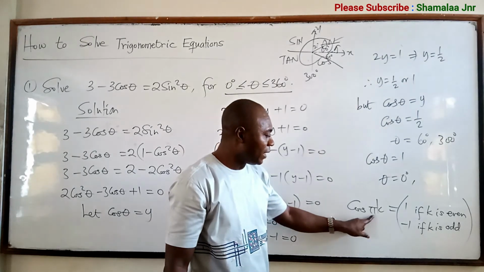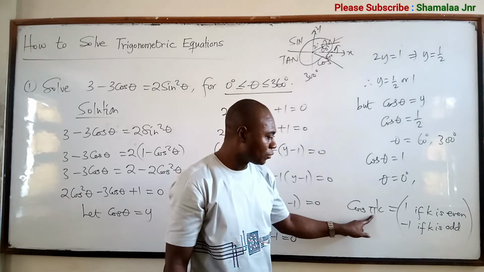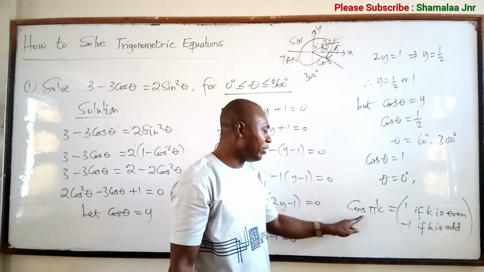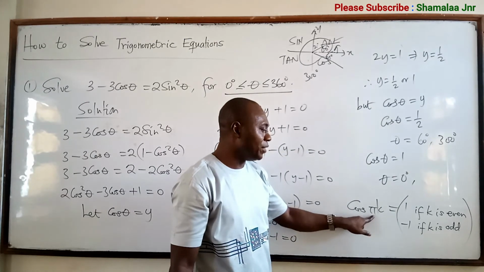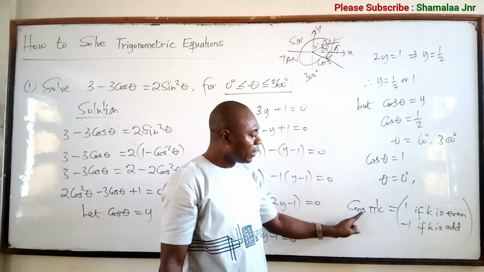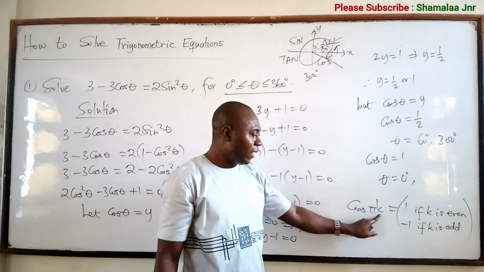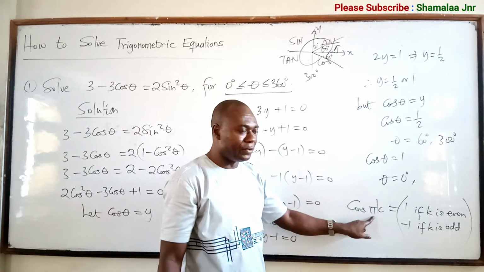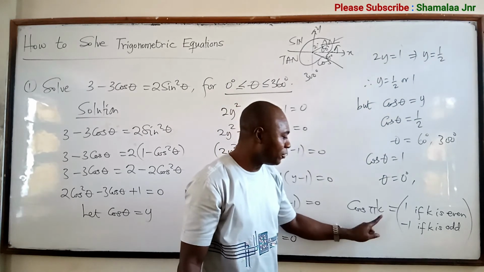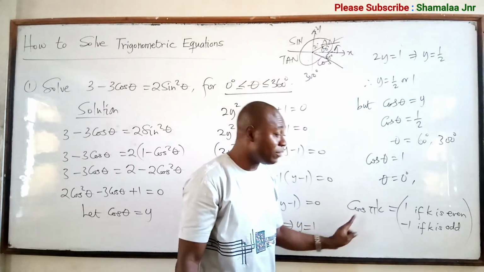So if k is odd, you see that if k is 1, say 1, then I really have cos 180 degrees, and cos 180 degrees is equal to -1. If k is 3, that will be 3 times 180 degrees, and that will be cos 540 degrees, and cos 540 degrees is -1. Viewers, this is very, very important.